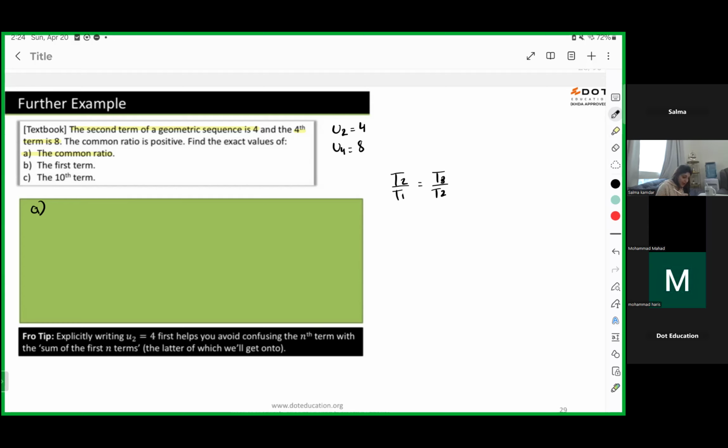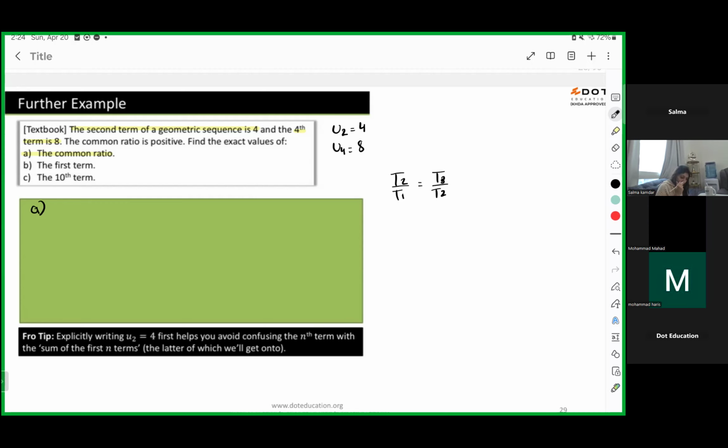I think of two ways to find my common ratio. Way 1 would be U3 divided by U2 is equal to U4 divided by U3.